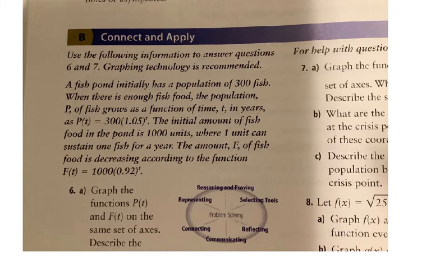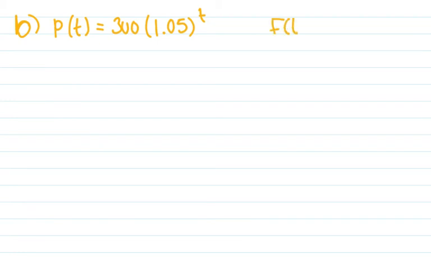So letter A says to graph the functions. We're not going to do that part. Letter B says determine the mathematical domain and range of these functions. So this is letter B. Our population function is P of t equals 300 times 1.05 to the power of t, and our food function is f of t equals 1,000 times 0.92 to the power of t.